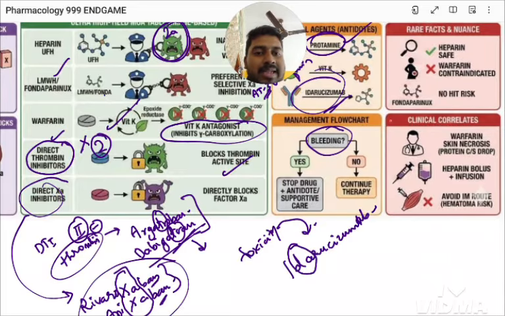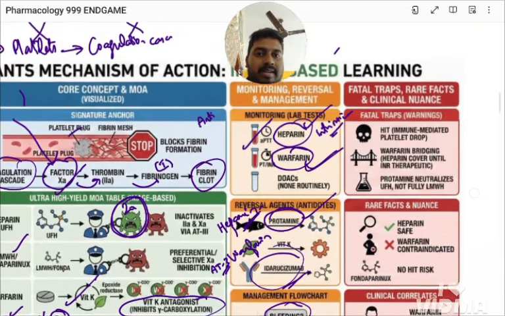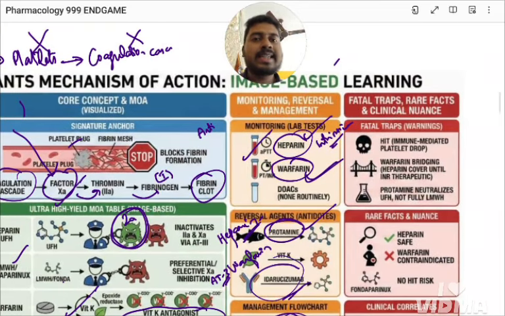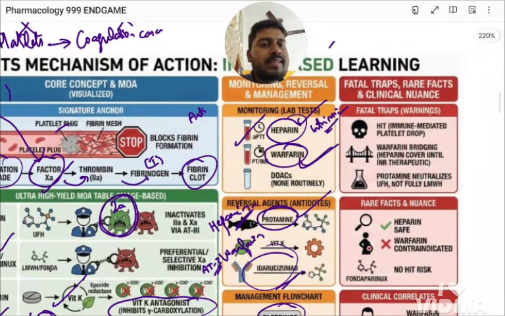Now, what is the management flow chart? If there is bleeding after giving an oral anticoagulant, then you have to give the antidote. So that is the frequently asked next-step-of-management question. There are some other things which you should know.